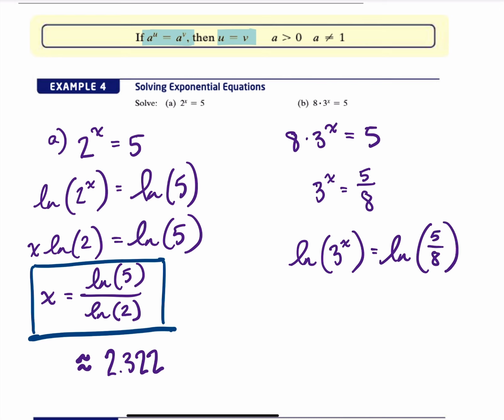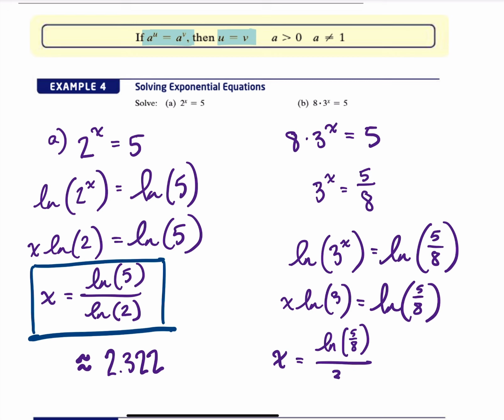All right, then we can bring the x out in front. So x times ln of 3 equals ln of 5 over 8. And then let's just divide that logarithm over. Ln of 5 over 8 over, not 3, but the natural log of 3. So that's something that we could plug in if we needed to. Okay, let's look at another example.